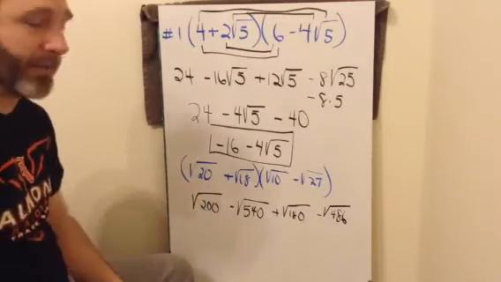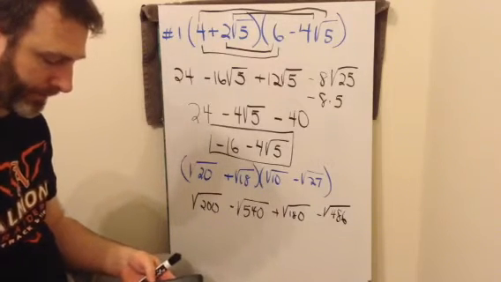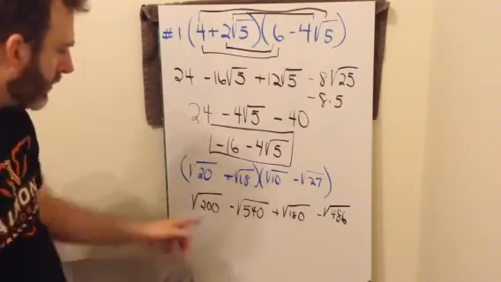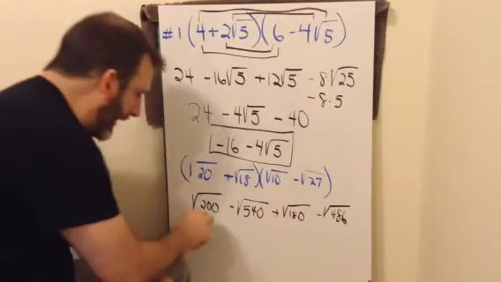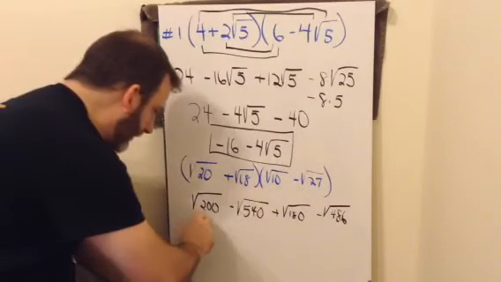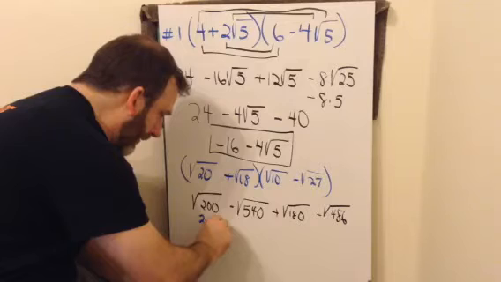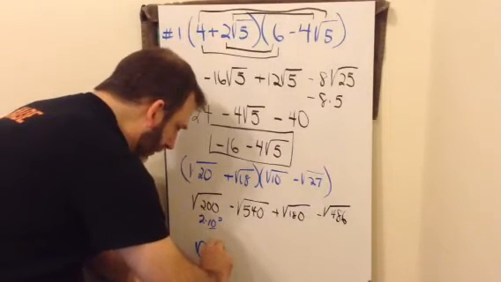We want to look to see if we can remove factors. I don't know why I showed my calculator, because I wouldn't need it. Okay, so 200, I know that's going to be 2 times 100, so 2 times 10 squared. I can take that 10 out. So I get 10 root 2.